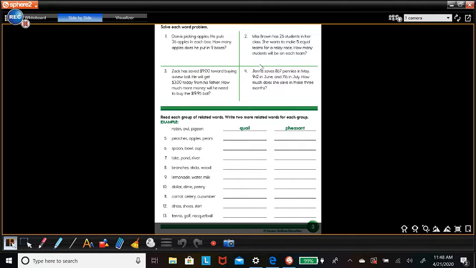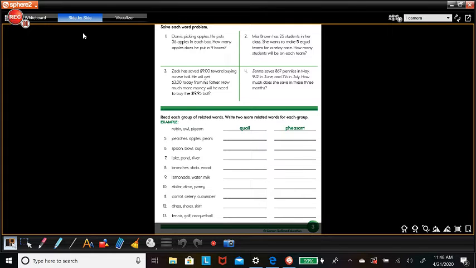Problem number 2 says, Ms. Brown has 25 students in her class. She wants to make 5 equal teams for a relay race. How many students will be on each team? So let me write my numbers down. 25 students, and she wants 5 teams.